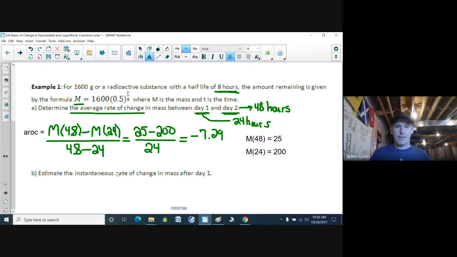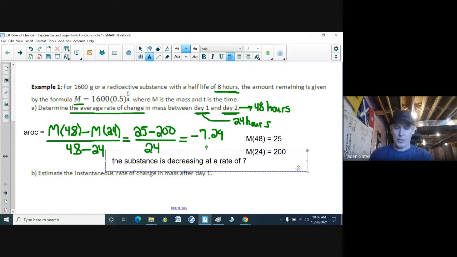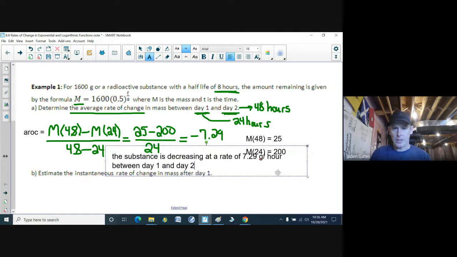And that means our average rate of change here is that the radioactive substance we're dealing with is decreasing, because it's a negative sign, at a rate of 7.29. What is the substance? Grams, okay, per hour between day 1 and day 2. That's what that value means. Can't fit that in there, but there we go.